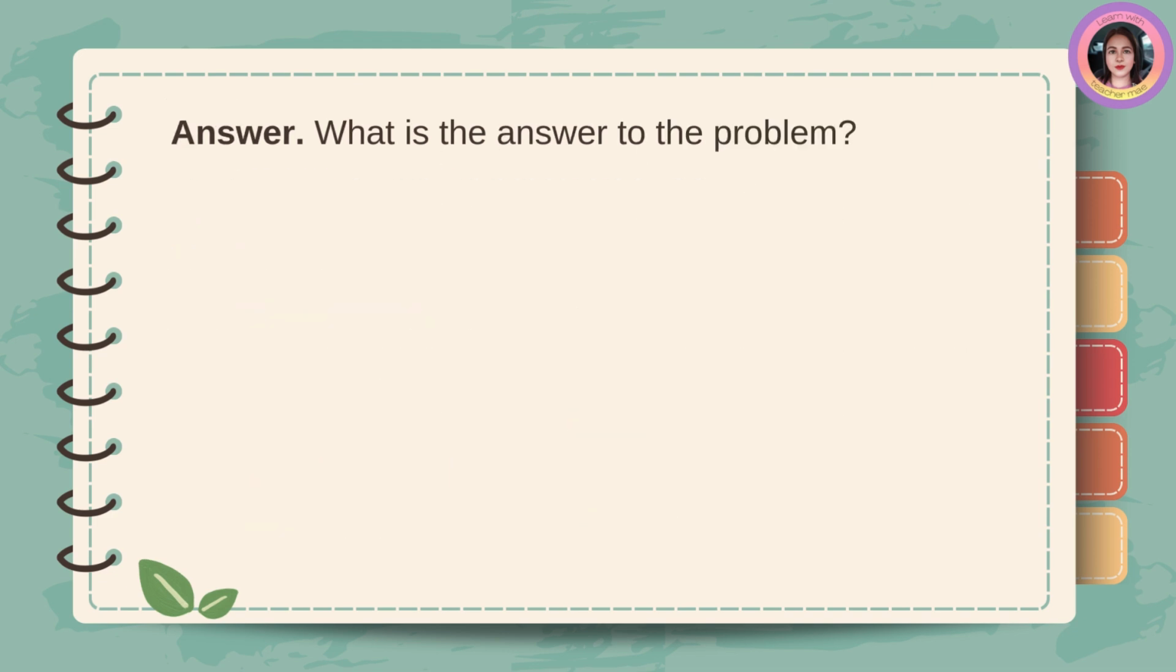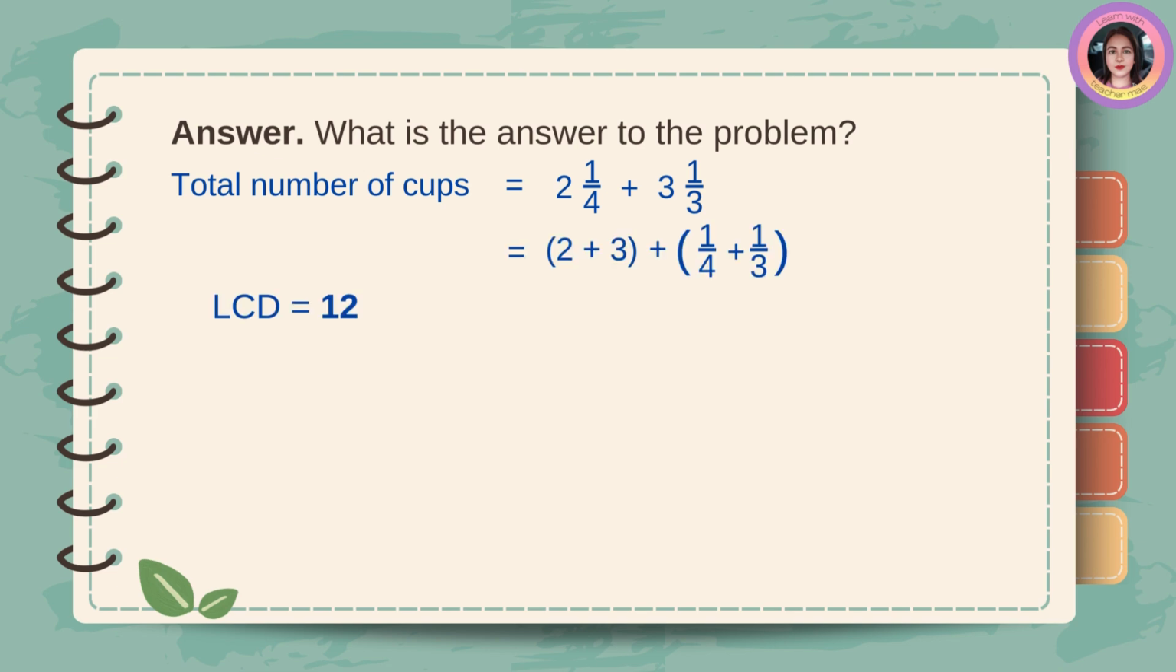Answer. What is the answer to the problem? Total number of cups is equal to 2 and 1/4 plus 3 and 1/3, which is equal to 2 plus 3 plus 1/4 plus 1/3. The LCD is 12. 1/4 is equal to 3/12 and 1/3 is equal to 4/12.